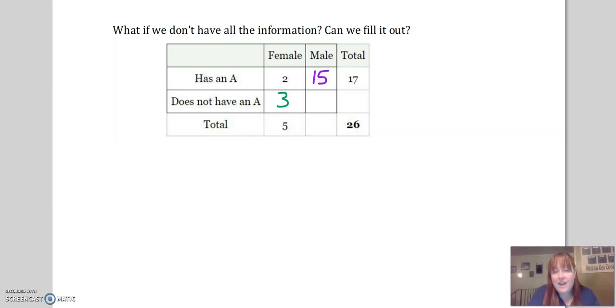Then I know that this adds up to 26. So what plus 17 equals 26? That's going to have to be 9. This has to be 9, so that would add up to 26. If I have 9 people total who don't have an A and 3 of them are female, that would make 6 of them male. Then I can add those 2 together. That would be 11. Not 11, oh my gosh, 21. And then if I add these together, they add to 26 and they add to 26. So you could fill in this frequency table and then answer any questions from it.